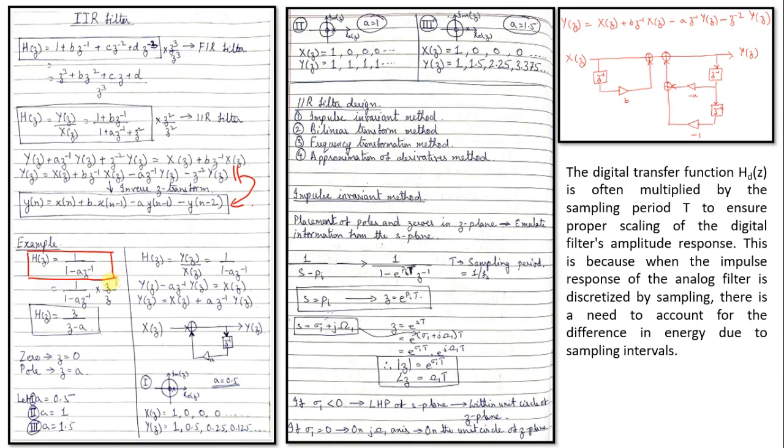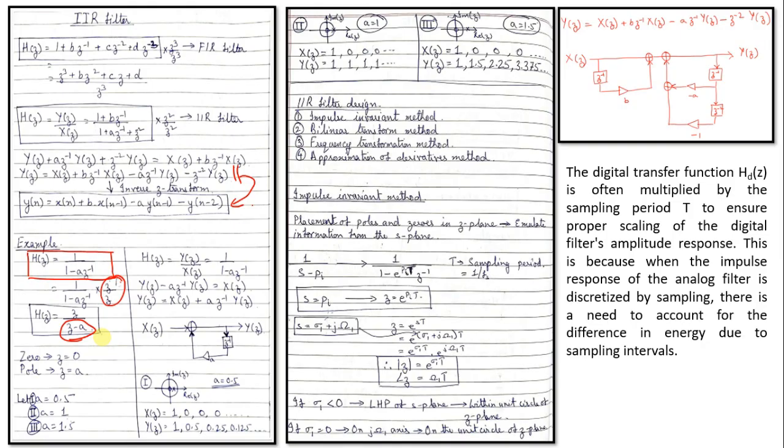Now if you want to find out the location of the poles and the zeros, what you will be having is z divided by z minus a. So where is the zero? Zero is at the origin. And where is our pole? Pole is at z equals a. It's only z equals to a.